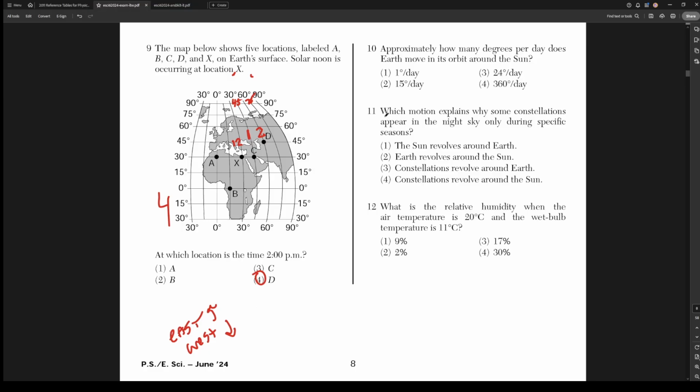Number 10, how many degrees per day does the Earth move in its orbit around the sun? Well, it takes 365 days to go 360 degrees in a circle. So it's about 1 degree per day.